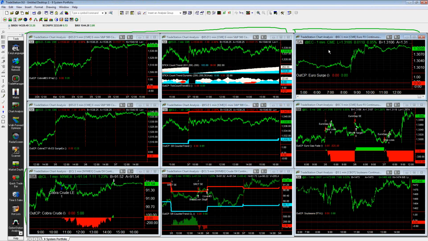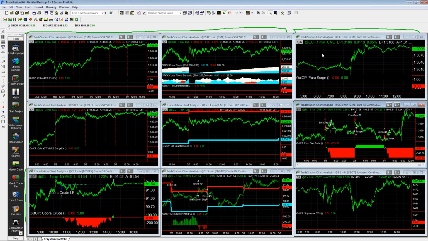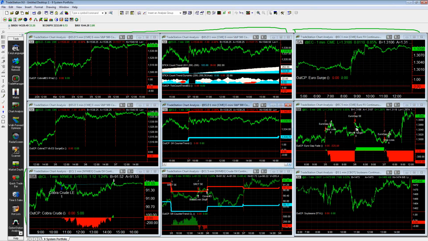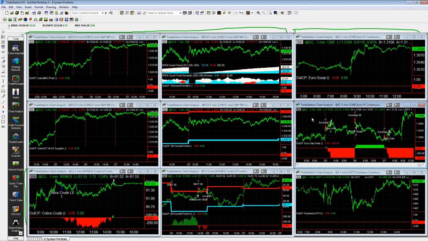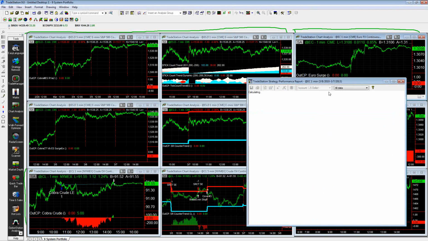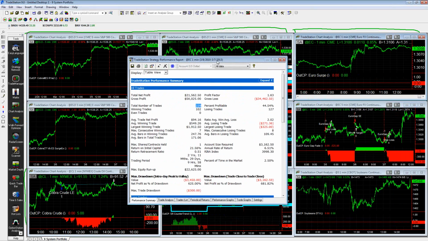We're going to look at the Euro currency systems, and these 2 systems are probably the best systems to trade out of this portfolio overall. If I'm going to trade 2 systems, I'm going to trade Euro Surge and SR counter trend. And then Euro Gap Fade is also a really good strategy that had a great month last month. And these 2 systems were responsible for most of the profits from last month.